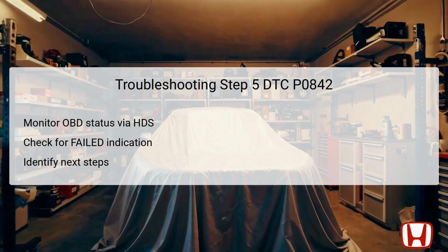If the HDS indicates a failed status, it's a clear signal that the fault has not been resolved, necessitating further investigation into the wiring and connections associated with the transmission fluid pressure switch. However, if the HDS indicates a passed status, it implies that the system is functioning adequately at that moment.